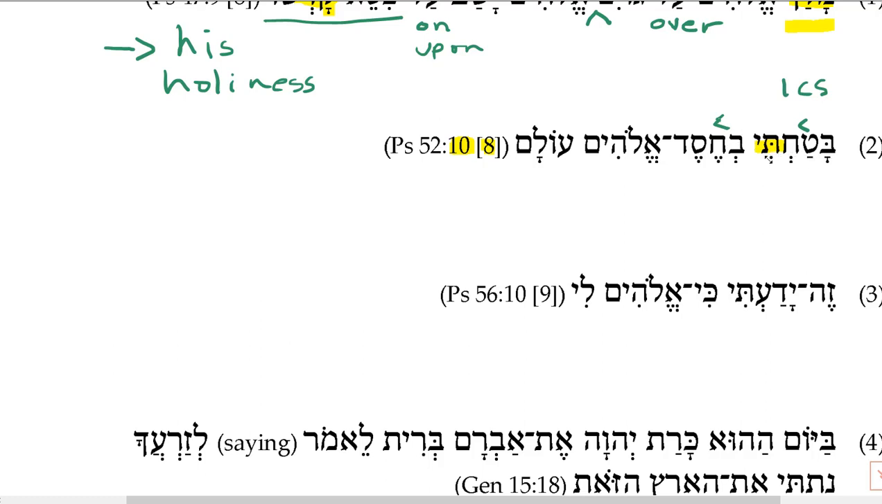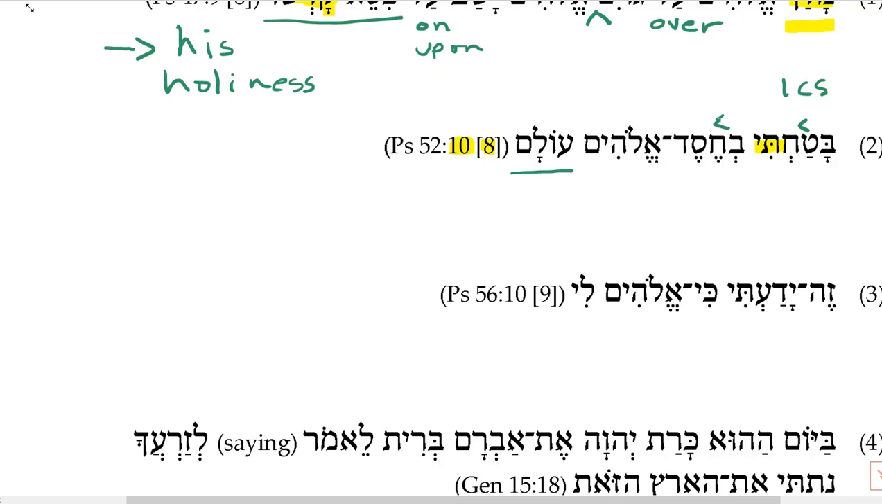So actually this should be batachti vikesed, not bikesed. I read it wrong. I'm very used to reading a hard B at the beginning of a word, but technically that should be vikesed with a V sound. And this is loving kindness. So I trust in, and Elohim is technically indefinite. There's no definite article. So I could do this as in loving kindness of God. I would probably say for English, the loving kindness of God. And then olam is forever.